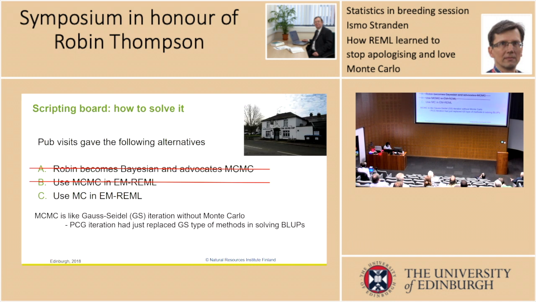So at least from my side, I thought that MCMC is kind of a Gauss-Seidel with Monte Carlo noise, and we had just replaced Gauss-Seidel based iterative algorithms in breeding value evaluation with the preconditioned conjugate gradient method. So it felt like going backwards in a way to use MCMC in REML. So we decided to be simpler and use Monte Carlo, and then we wouldn't have any mixing problems at all.